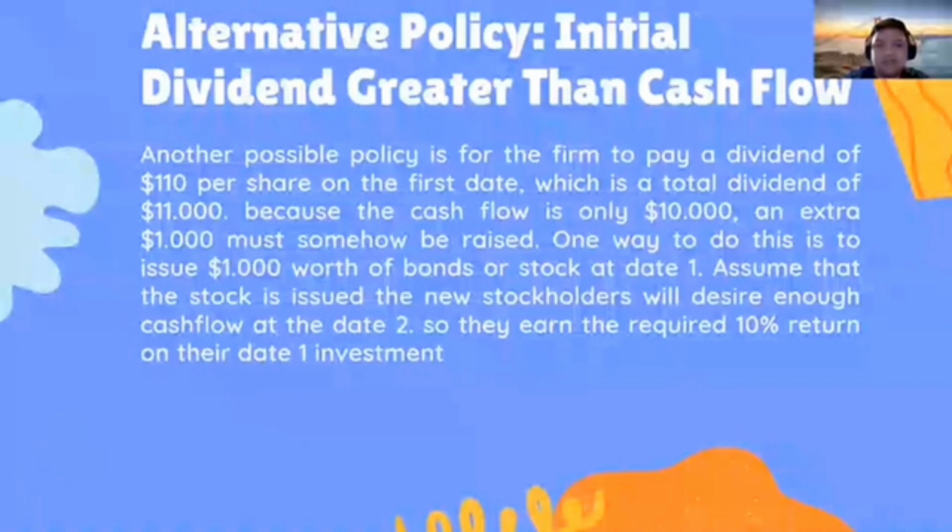The second policy is the alternative policy, which is initial dividend greater than cash flow. Another possible policy is for the firm to pay a dividend of 110 per share on the first date, which is a total dividend of 11,000. Because the cash flow is only 10,000, an extra 1,000 must somehow be raised. One way to do this is to issue 1,000 worth of bonds or stock at date 1. Assume that the stock is issued, the new stockholder will desire enough cash flow at date 2 so they earn the required 10% return on their date 1 investment.